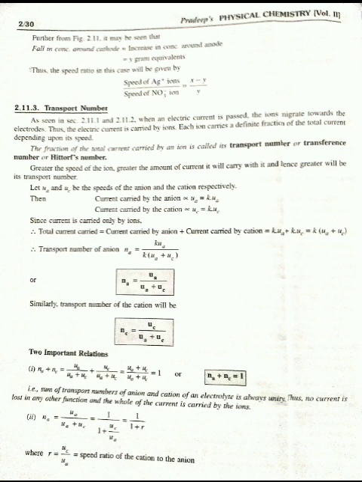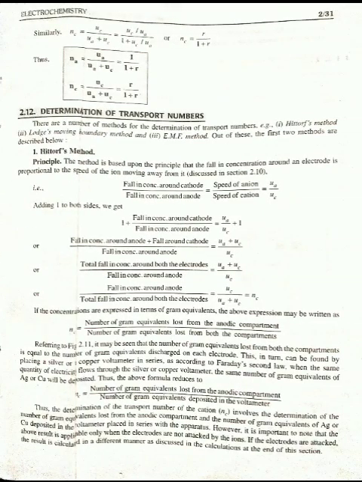Second, Na is equal to UA upon UA plus UC, equal to 1 upon 1 plus UC upon UA, equal to 1 upon 1 plus R, where R is equal to UC upon UA, the speed ratio of the cation to the anion. Similarly, Nc is equal to UC upon UA plus UC, equal to UC upon UA upon 1 plus UC upon UA, or Nc is equal to R upon 1 plus R. Thus, Na is equal to UA upon UA plus UC, equal to 1 upon 1 plus R. Nc is equal to UC upon UA plus UC, equal to R upon 1 plus R.